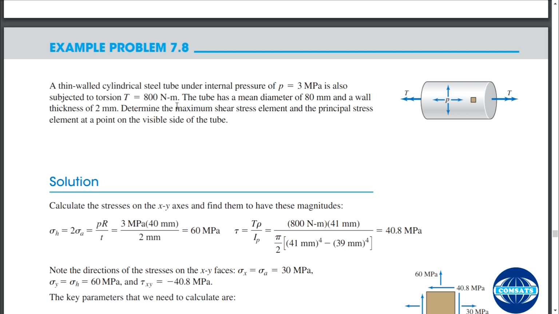It is also subject to torsion. So torsion is also applied. Torsion is a type of, you can show them with the help of moments. Okay, torsion is a type of shear stresses. Anyhow, the tube has a mean diameter of 80 millimeter. As this is a thin walled cylinder, there is very little difference between external diameter and internal diameter. So very thin, so 80 millimeter is the diameter, and a wall of thickness 2 millimeter is the thickness.